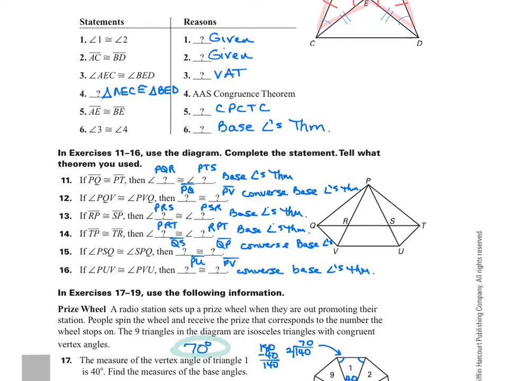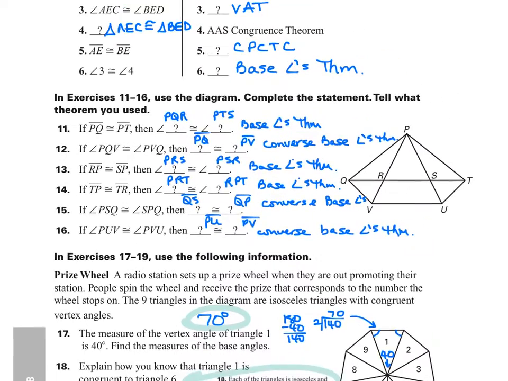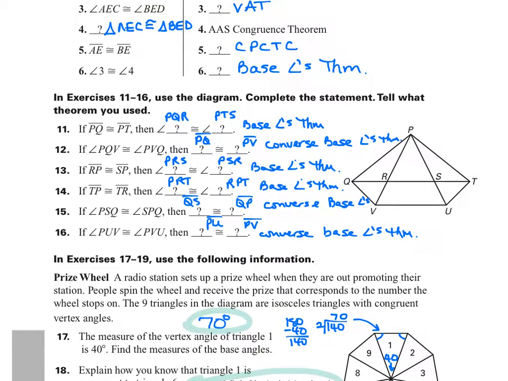Okay. All right. So for 11 through 16, again, this is the same situation. We've got an isosceles triangle here, another one right here, and another one up here. So there's more than one isosceles triangle in this one picture. Now, when they give you the sides congruent and you're proving angles congruent, that's the base angles theorem. But when they give you the angles congruent and you're trying to show the sides congruent, that's the converse of the base angles theorem.